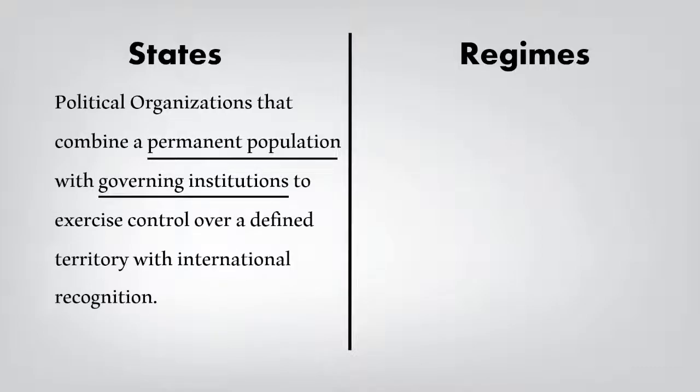It has to have governing institutions, so it has to have sovereignty over itself. Powers and affairs cannot tell the state what to do or control it. It needs to have defined territories. It needs to have spatial extent and boundaries and recognition. So other states have to consider the state to be a state. And those are the characteristics of a state.